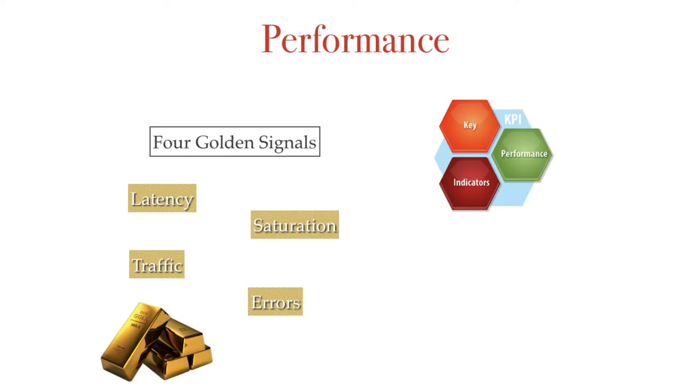Next, performance. It's important that SREs watch the performance of their systems by using KPIs, or key performance indicators, in their metrics to look for signals of impacted system performance. So what are these KPIs? Well, there are four main ones, as originally defined by Google.